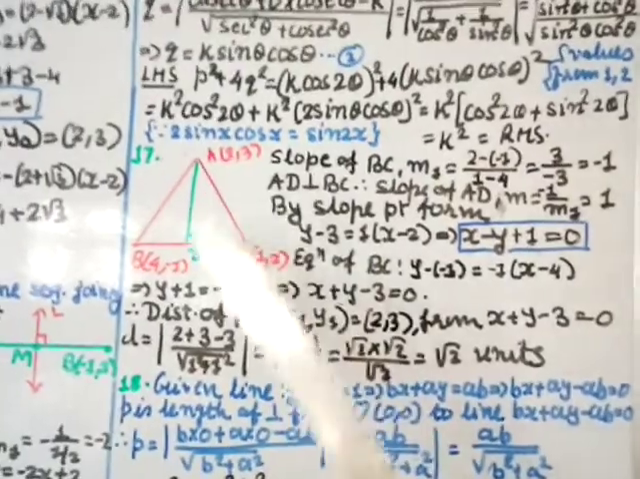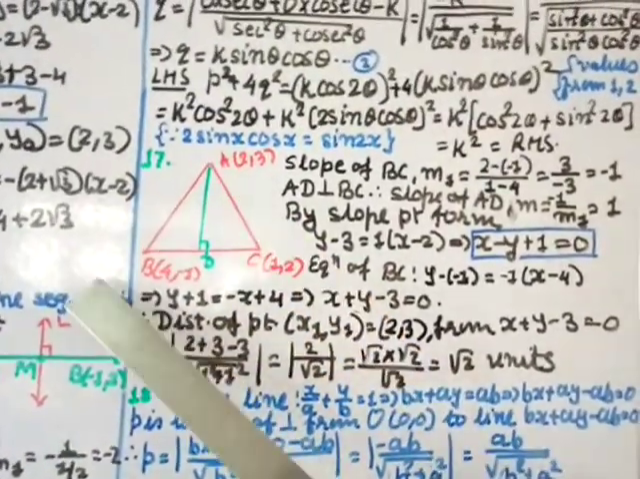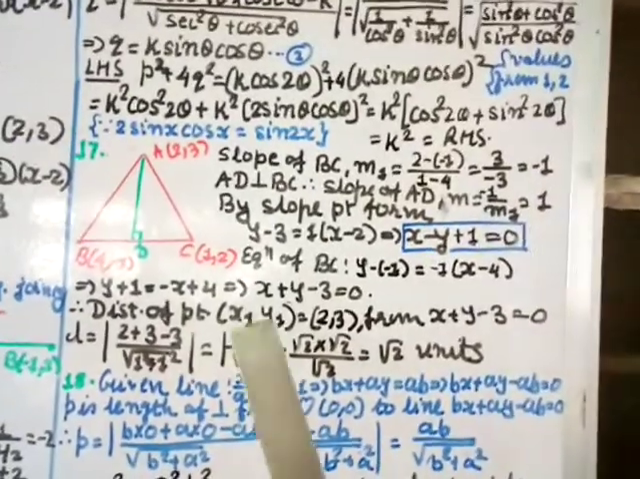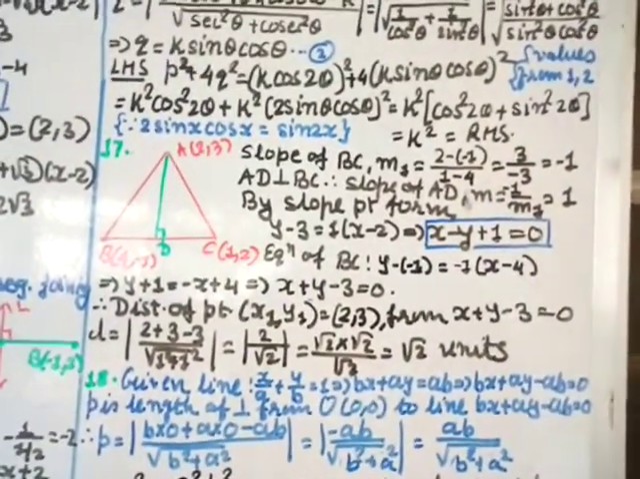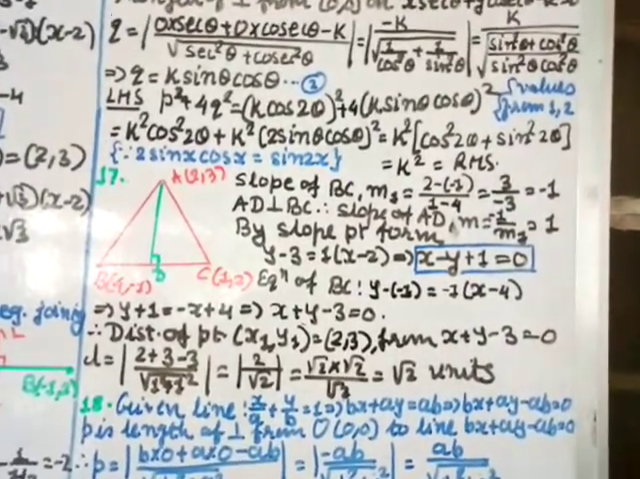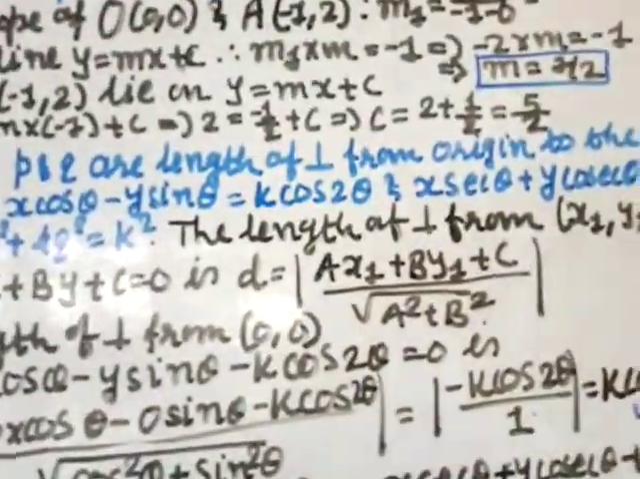You have to find the length of AD, that means the perpendicular distance, that means the distance of a point from the line. So the line is this one, the point is A, so we use the distance formula for a line and a point. Okay, this one. So I use this and solve it.